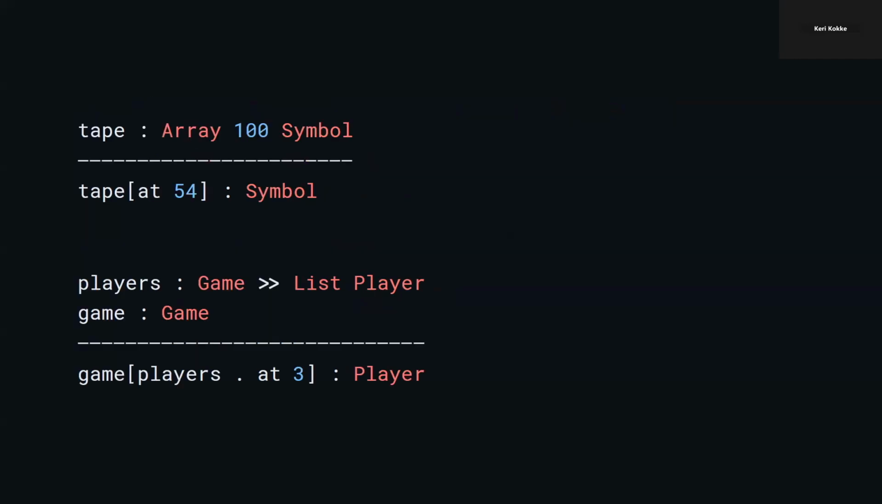So it would look something like this. If we have a tape of 100 symbols, then we can index into it to get the 54th element, for example. Or if we have some data structure that involves a game, and an index into the game to give us the list of players, then we can index into the game to access the players and specifically the third player. When we are compiling this, we're not going to first project out the whole list of players and then project out the third player. We're first going to compute this whole index, and then straight away compute the correct memory location and dereference it.